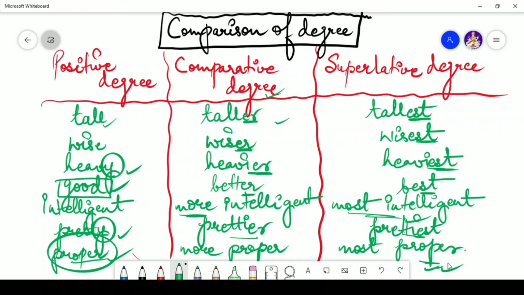Okay, so I hope the comparison of degrees, all these three degrees, are very much clear to you. In the next video, we are going to talk about some of the uses of the adjectives in different kinds of scenarios.